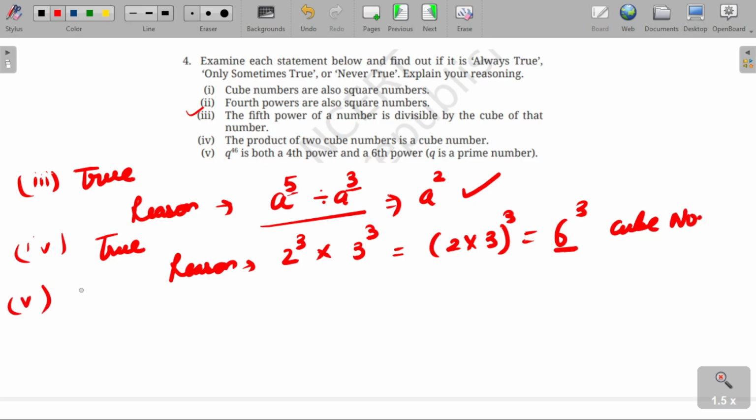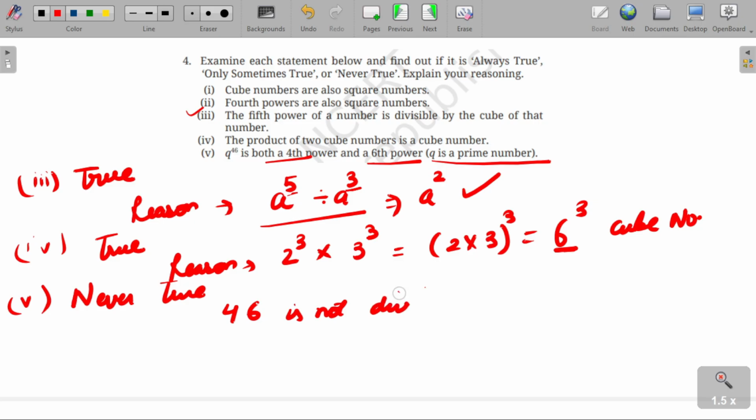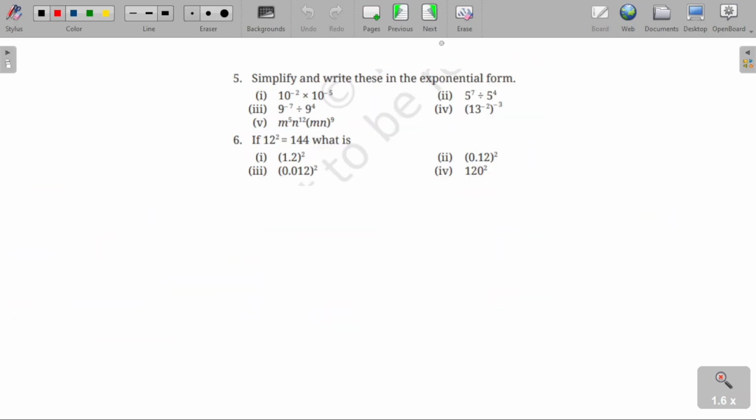Fifth part. q raised to 46 is both a fourth power and a sixth power. q is a prime number. See, this never holds. This is never true. 46 is not divisible by 4 or 6, right? 46 is not divisible by fourth power or sixth power. So this never holds. This is the reason. Moving to the next question.